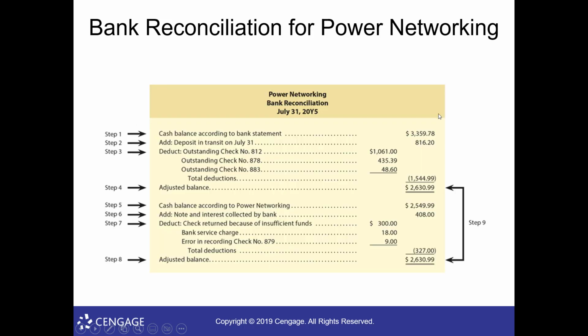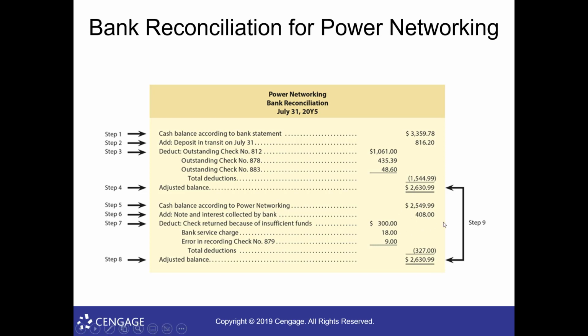So here's what will happen. It'll be easier to walk through in Excel, but you start with the company's bank balance, you add the deposit in transit, you subtract all the checks that were in the company's records that the bank didn't have, and you get an adjusted balance of $2,630.99.